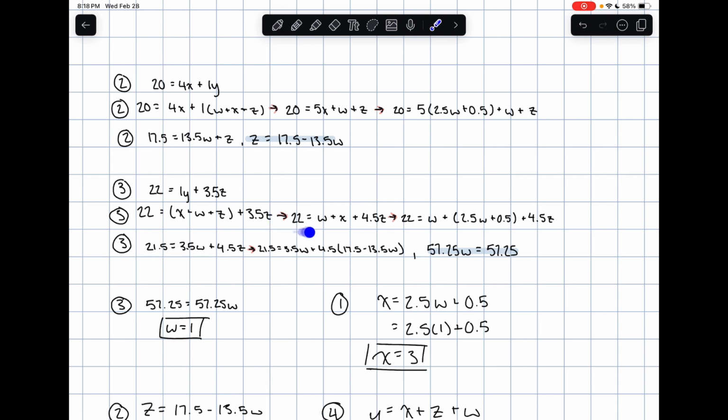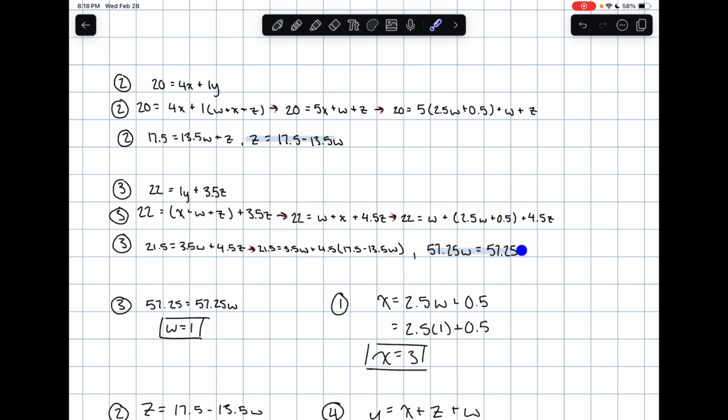Then we can combine like terms. From there, we can now substitute in for x, which we have in our first equation, to get 22 equals w plus 2.5w plus 0.5 plus 4.5z. Once again, we will be simplifying and combining like terms. Now, we can plug in for z from what we solved in equation 2 to get 21.5 equals 3.5w plus 4.5 times the quantity 17.5 minus 13.5w.